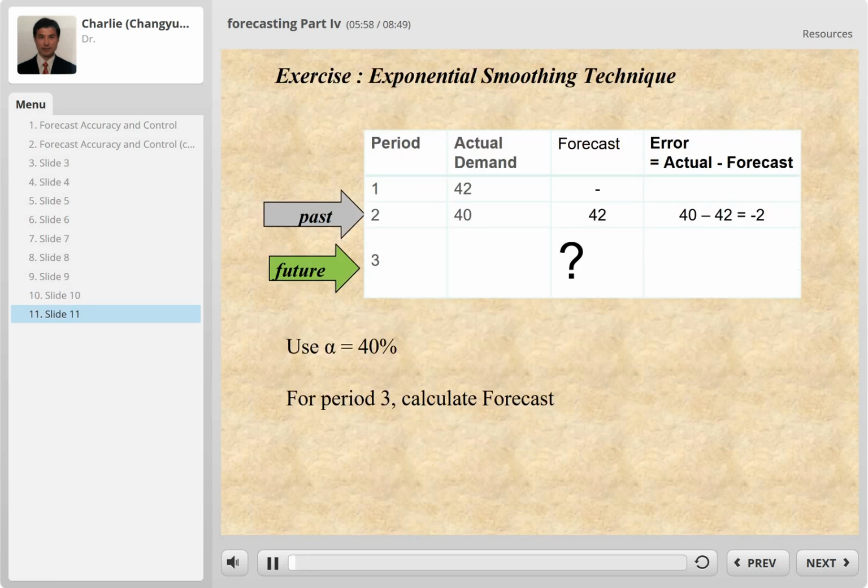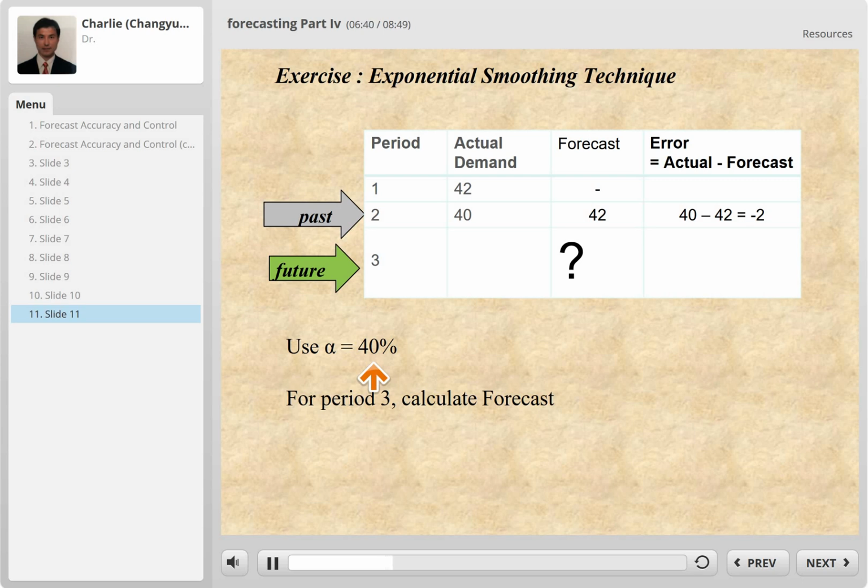Now it's a good time for us to slow down and do an exercise to reinforce our learning. Again, this is about exponential smoothing. Here's the setup. We have past periods 1 and 2, and we want to know about period 3. Now, the difference of this exercise from our example is we now want to rely more on the error information. We give it a weight of 40%. That means we're going to use 40% of the information from the error. In other words, error really tells us a lot here.